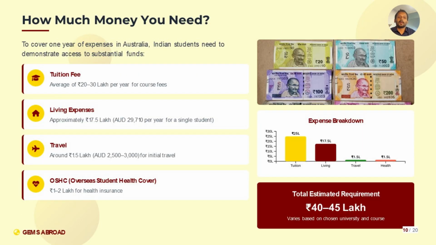For a typical one-year program in Australia, Indian students need to demonstrate financial capacity of approximately 40-45 lakh. Though this varies by university and location. This total typically breaks down into 4 categories. First, tuition fees averaging 20-30 lakh depending on your program and university. Second, living expenses of approximately 117.5 lakh, covering accommodation, food, and essential services. Third, travel costs of around 1.5 lakh for international flights and domestic transportation. Finally, overseas student health cover, OSHC, costing between 1-2 lakh. These figures represent the minimum requirements. Showing additional funds above these amounts strengthens your application considerably.